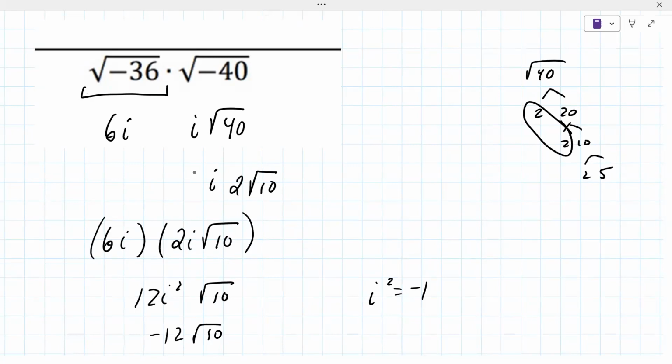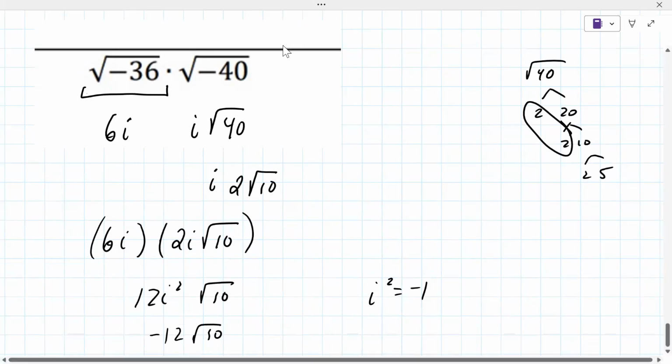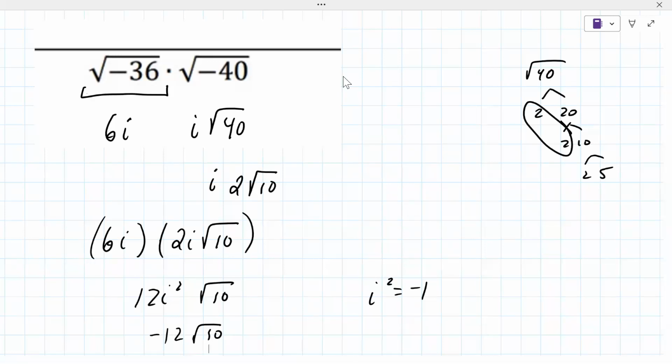Very, very important that you reduce the root first. Don't multiply the numbers on the inside. Reduce the root first. Got it. Right.